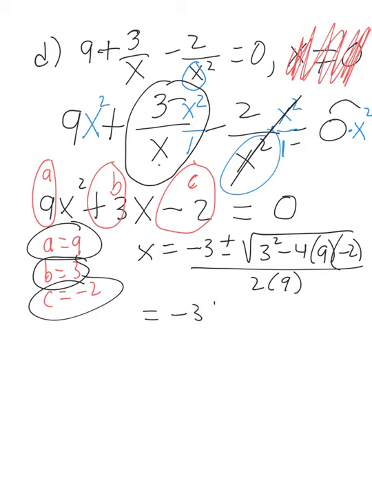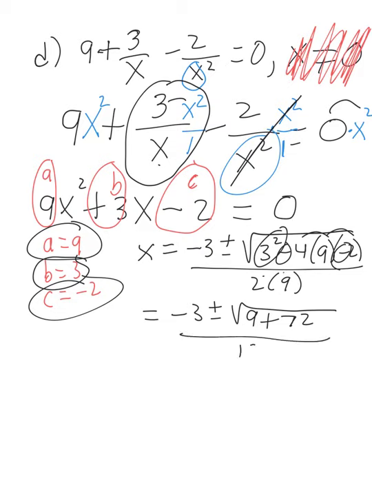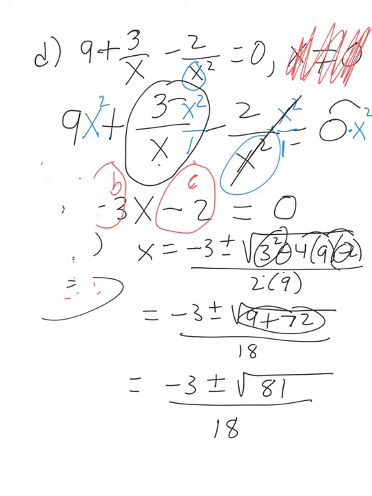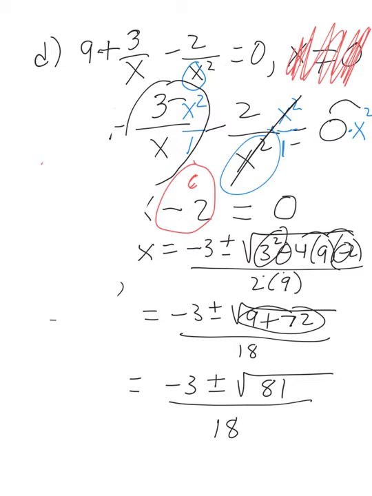So we have negative 3 plus or minus square root, 3 squared is 9. I have negative times negative for positive. 4 times 9 is 36, times 2 is 72. All over, on the bottom I have 2 times 9 for 18. So now we have negative 3 plus or minus the square root of, when I do 9 plus 72, I have 81 all over 18. I'm going to erase to make some room with my big old handwriting here.